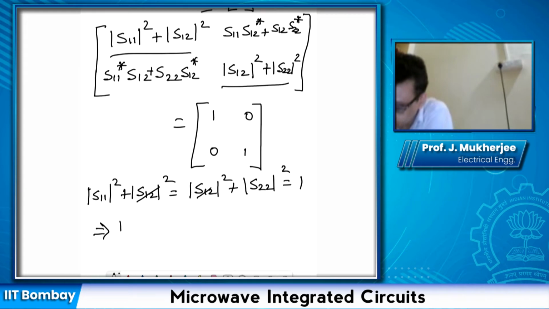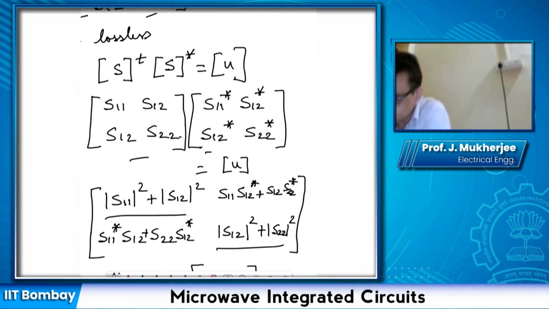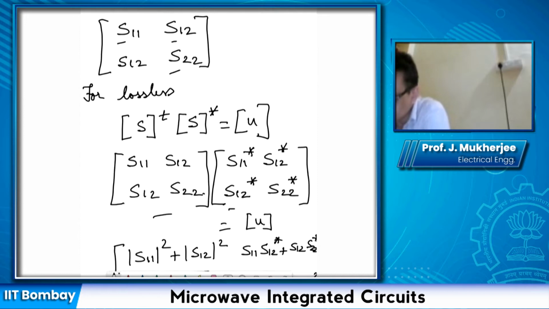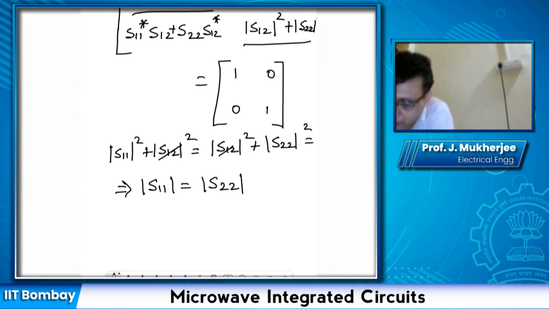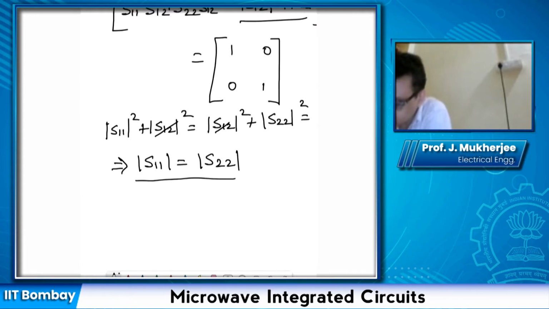From here we have magnitude of S11 is equal to magnitude of S22. Now note how many unknowns are here. From 4 S parameters we reduced, because of reciprocity, we now need to know only 3 S parameters, but then each parameter has an amplitude and a phase component, so there are 6 unknowns. Okay, so this is one other relationship.